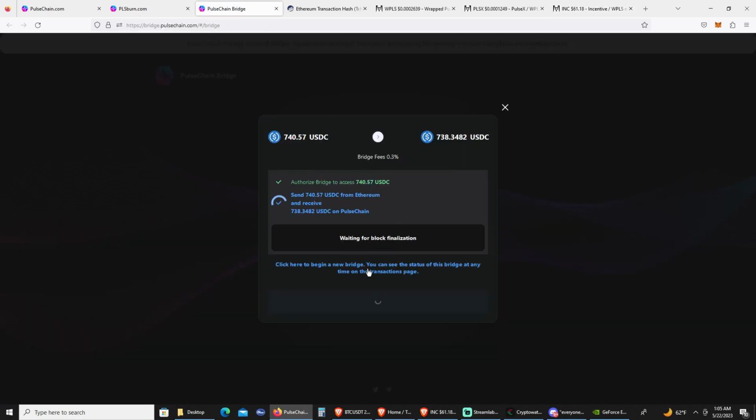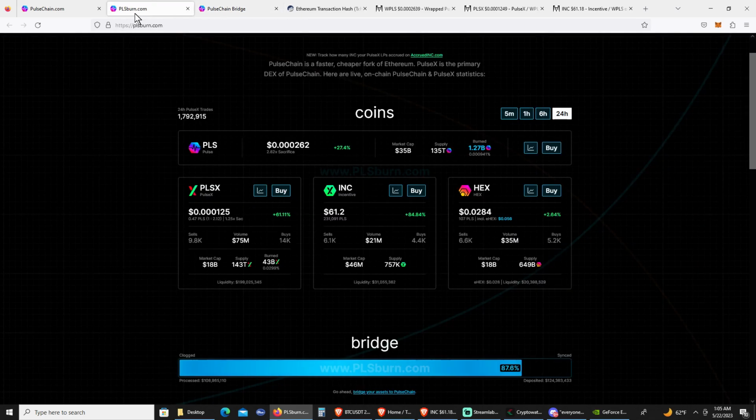Still waiting on this bridge. As you can see here, it does take time, and I think the network was busy during this time.